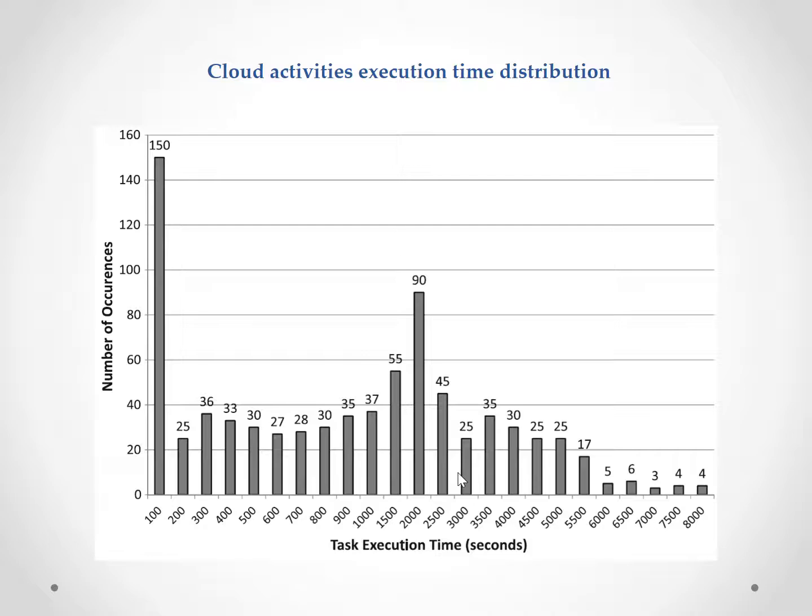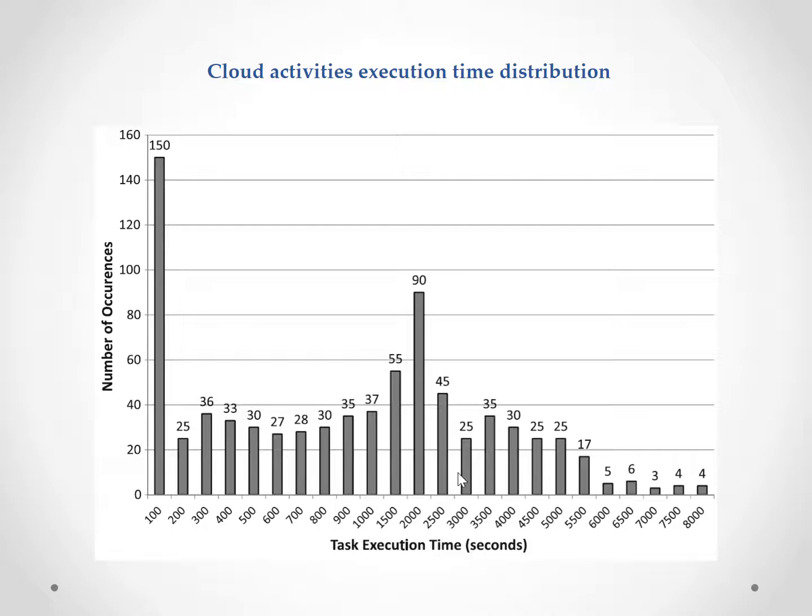This histogram right here is the cloud activities execution time distribution, and it is developed by analyzing the provenance repository of Cumulus. That is, 150 occurrences took 100 seconds, as you can see by this histogram.